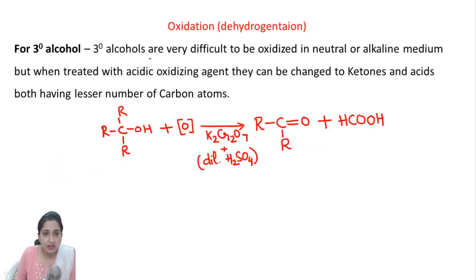So 3 degree alcohols are very difficult to oxidize in neutral or alkaline medium. Means if the medium, beta, is neutral or alkaline, they will not undergo oxidation. But when you have an acidic oxidizing agent, then they can react to show oxidation. But in this case, both products, ketones as well as acids, have a lesser number of carbon atoms.